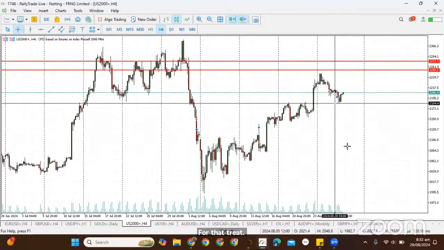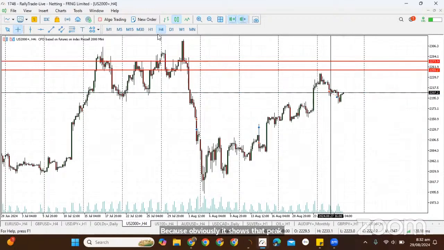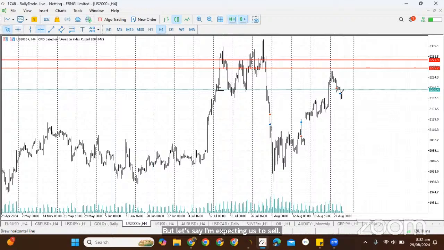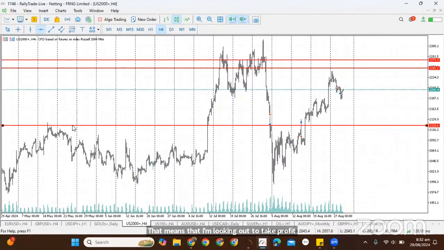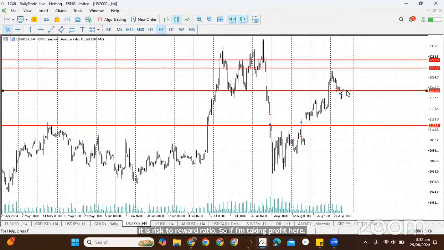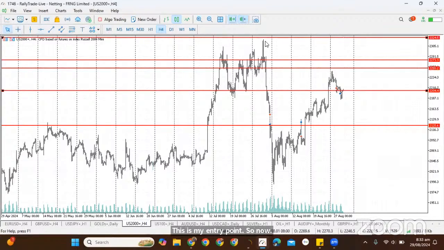Because obviously, if I pick a sell trade on this, let me sum up the bit. Let's say I'm expecting price to sell. If I sell right now, that means I'm looking to take profit somewhere around here. So if I'm going to take profit, I'll check the ratio of my profit against what I'm willing to lose in the market. Remember, I said it's risk to reward ratio. So if I'm taking profit here, and this is my entry point, I'm looking at price going back all the way to this high.